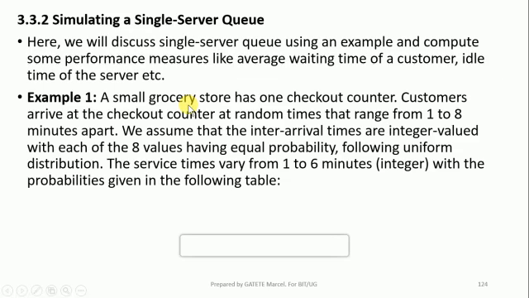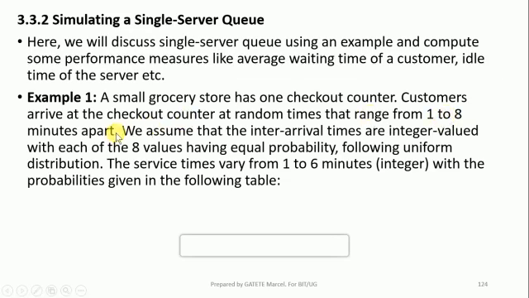So let's have an example. A small grocery store has one checkout counter. So we are having only one counter. The customers arrive at the checkout counter at random times that range from 1 to 8 minutes apart. It means the arrival time between customers is ranging between 1 and 8 minutes apart.